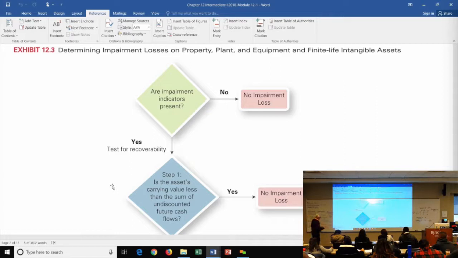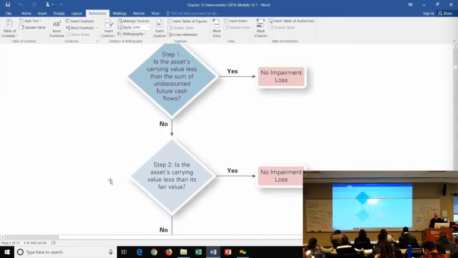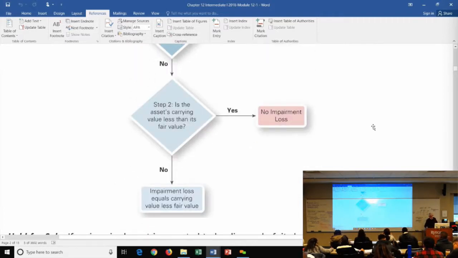If there is an impairment indicator, you test for recoverability. If the carrying value is less than the undiscounted cash flows, then there's no impairment. If they are not, if it's greater, then you go to the fair value test. And if the carrying value is less than fair value, then there's no loss. But if it's greater, you have to write down. I'm going to show you an example in just a second. So that's the rule for finite life intangibles and plant and equipment.